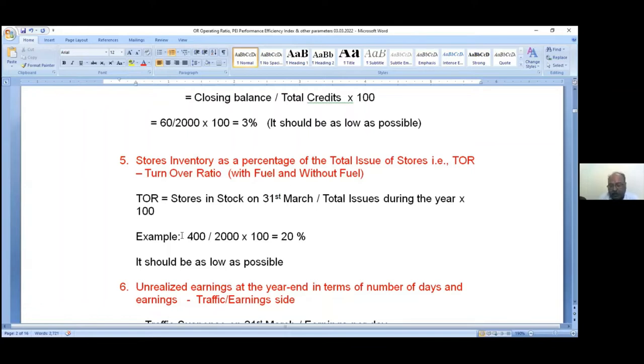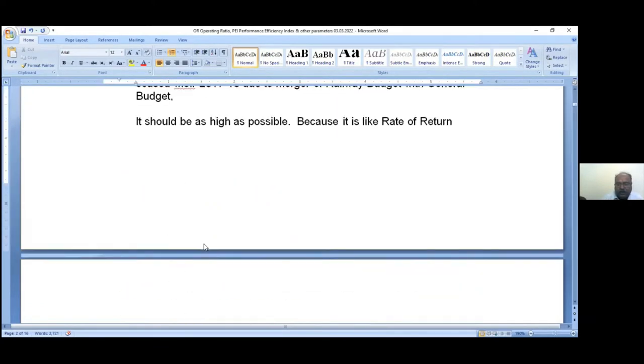Stores in stock as of 31st March of the financial year, that is the last day, what is the closing stock, divided by total issues during the year. During the year means April 1st to 31st March. Total issues during the 12 months, multiplied by 100, is equal to turnover ratio. It is also as low as possible. What is the example? Here I have taken stores in stock on 31st March as 400. The total issues during the year, that means 12 months of issues, is 2000, multiplied by 100. It is 20%. The turnover ratio for this example is 20%.